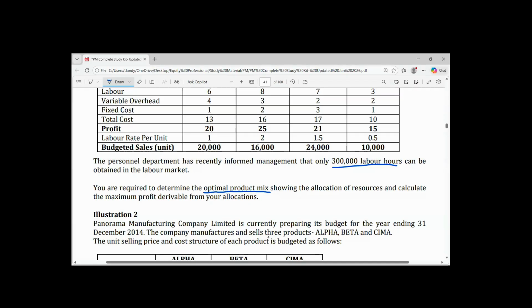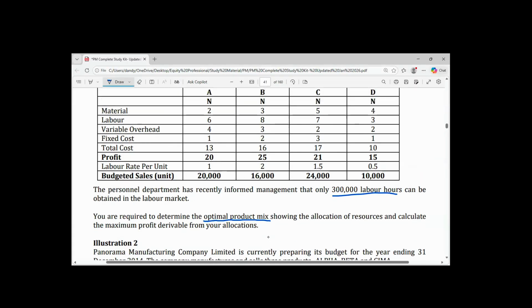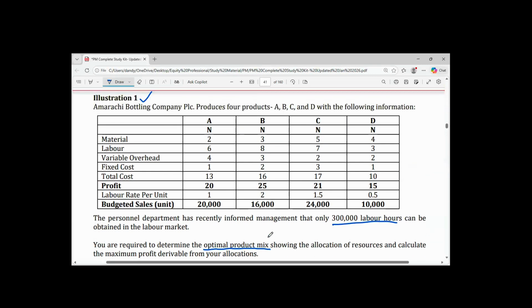So, examiner has given us a clue that in this organization, labor hour is the constraint, because we are told that 300,000 labor hours can be obtained in the labor market. Therefore, what this organization, Amarachi Bottling Company PLC, has is 300,000 labor hours. So, in that case, examiner is now asking you to determine optimal product mix for the purpose of determining the production plan that will maximize profits. Therefore, what are you supposed to do?